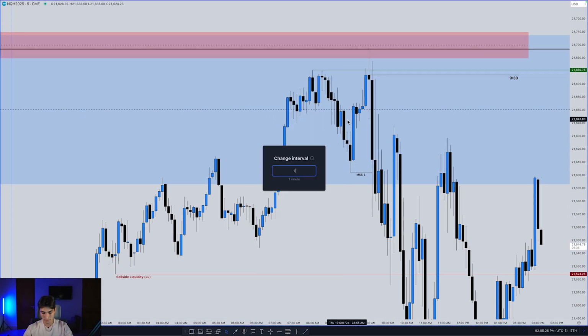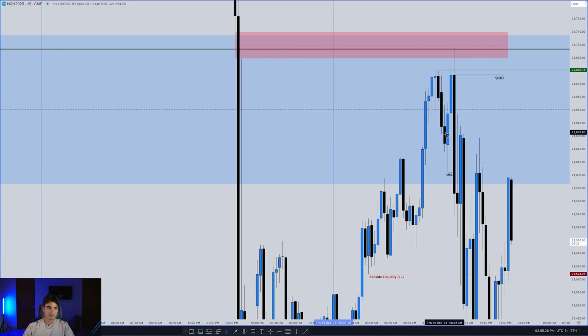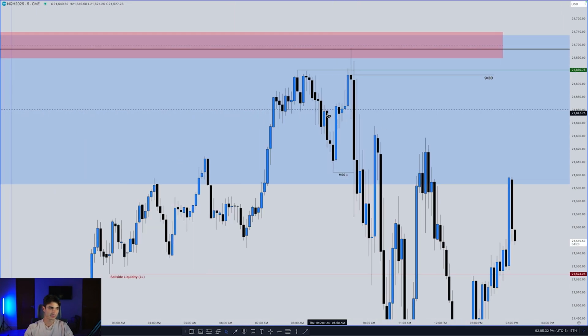So how the 15-minute breaker is just made up of this last down close. On the 5-minute, it'll be these 3 consecutive down close candles. That would be the breaker represented on the 5-minute time frame. Market trades up into that.